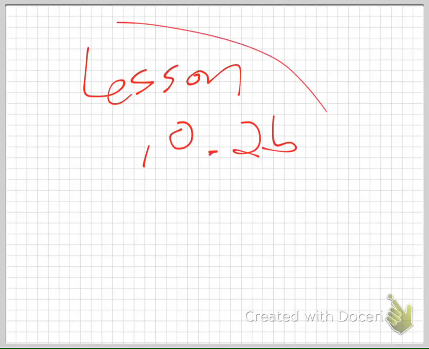This is algebra lesson 10.2b, right? The second day of our simplifying radical expressions. Okay, so I showed you this once yesterday. I'm going to show it to you again.